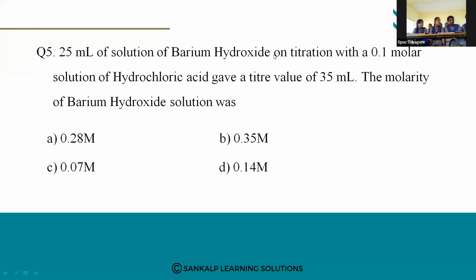So 25 ml. So this is a problem based on molarity. Okay. So 25 ml of solution of barium hydroxide on titration with 0.1 molar solution of hydrochloric acid. It gave a titer value of 35 ml. What is the molarity of barium hydroxide solution?